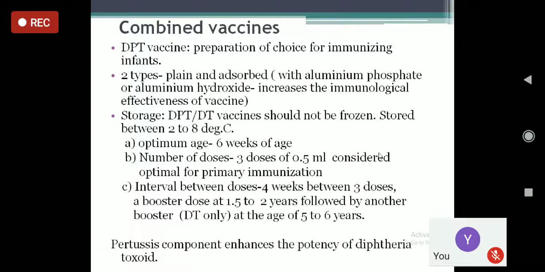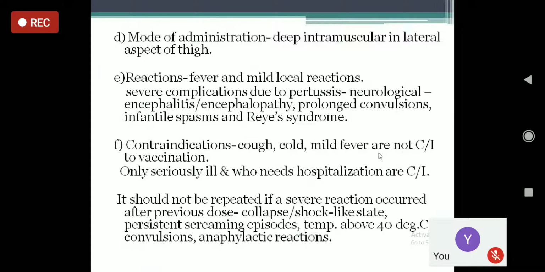That makes the diphtheria action stronger. So how it is given: deep intramuscular in the lateral aspect of the thigh. This is very important for you later in vaccination. It is frequently asked during viva and during internship. Also, you have to do an internship in community medicine OPD where you have to sit in the immunization OPD, and there you have to remember all this.